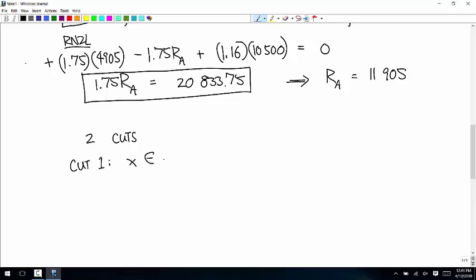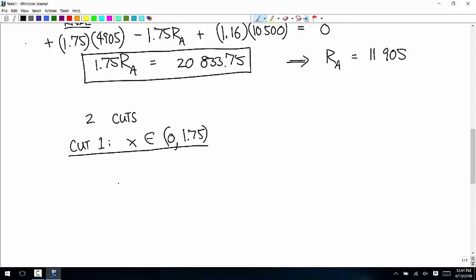Cut 1 is valid for x's between 0 and 1.75. So first I'll draw everything on there. We have the downward force from the weight. I'll draw it under just to make it look a little neater. This is a distributed load of 1401.43.